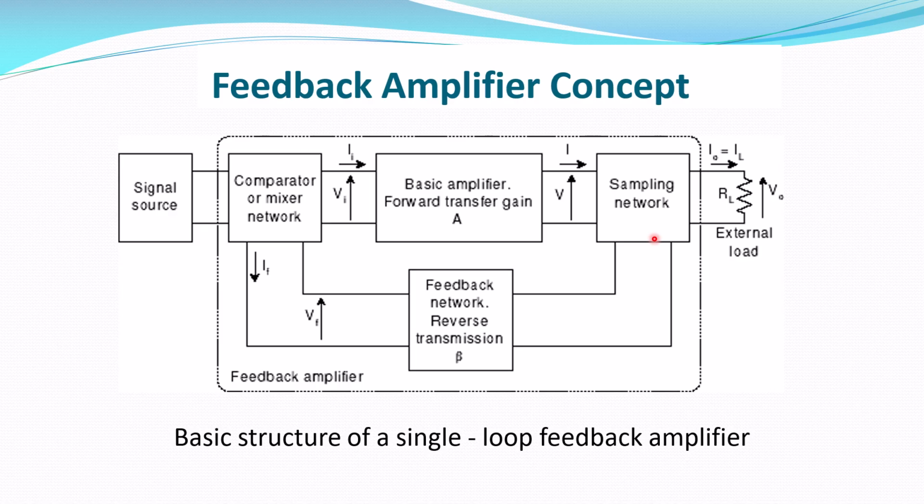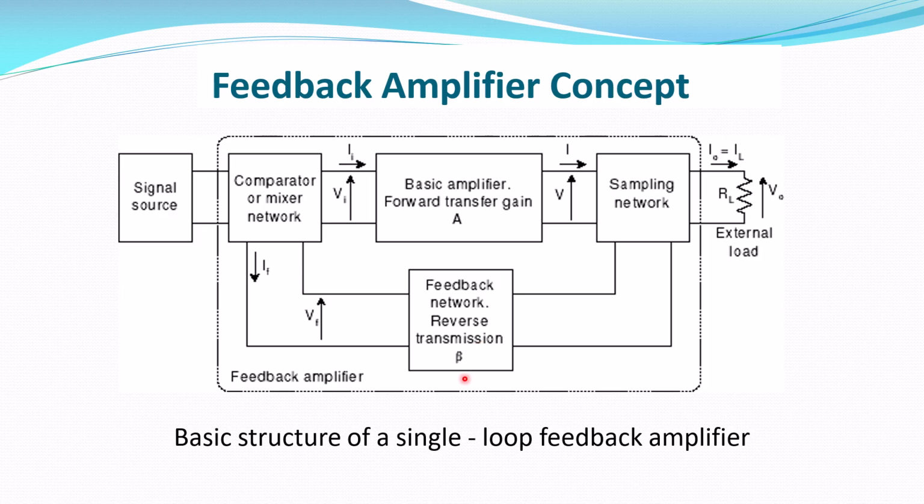Next one, a load resistor. The load resistor is connected at the end of the feedback amplifier circuit. And next one, the comparator mainly consists of two mixer networks. One is based on the series input connection and the other on the shunt input connection. So based on the series as well as the parallel connection of the voltage and current relations, we are fixing the comparator or mixer network in the amplifier circuit.